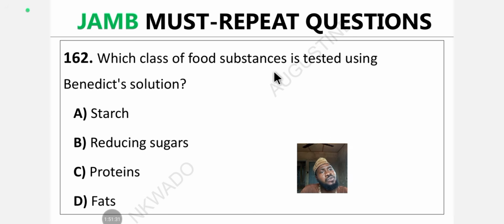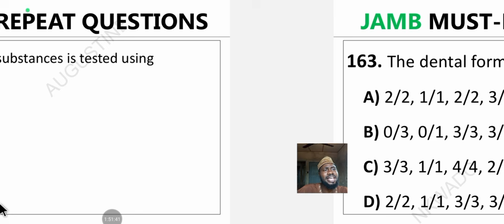Question 162. Which class of food substance is tested using Benedict's solution? A. Starch. B. Reducing sugars. C. Proteins. D. Fat. What's the answer? Drop the answer in the comment section.